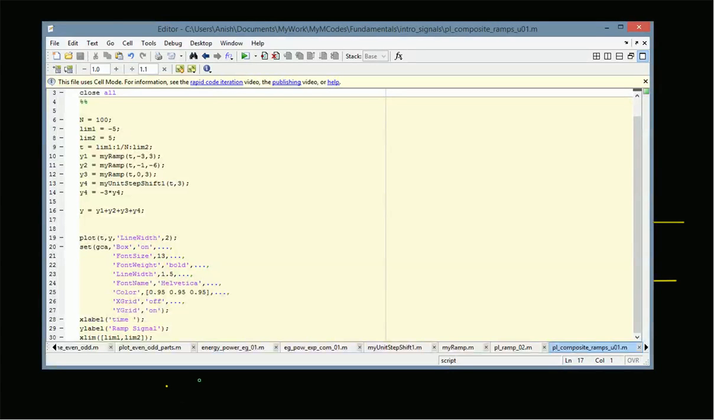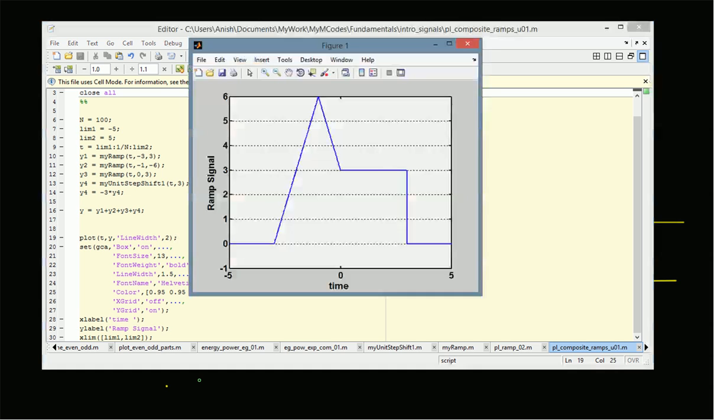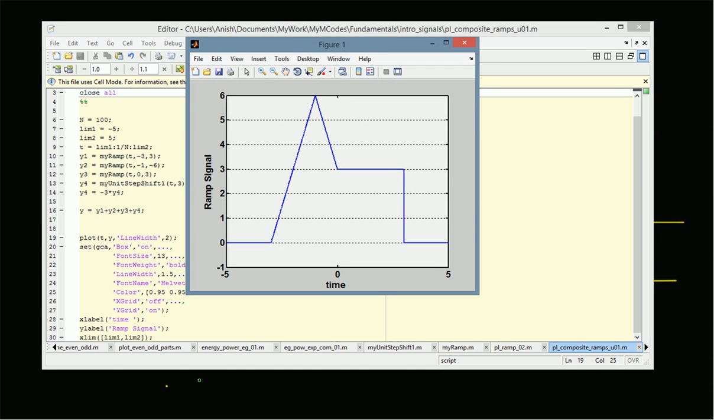Then we generate these signals using the myramp function. That is, we generate y1, y2, y3 and y4. y1, y2, y3 are generated using the ramp function, and y4 is the unit step signal delayed by a certain value, in this case 3. Once we generate all 4 components, we add them to get the signal y, and then we simply plot the result. This is the structure of the signal y of t, which is a composite of all 4 different components. Thus we can use MATLAB to plot a linear combination of different signals for a given time support. Thanks for watching.